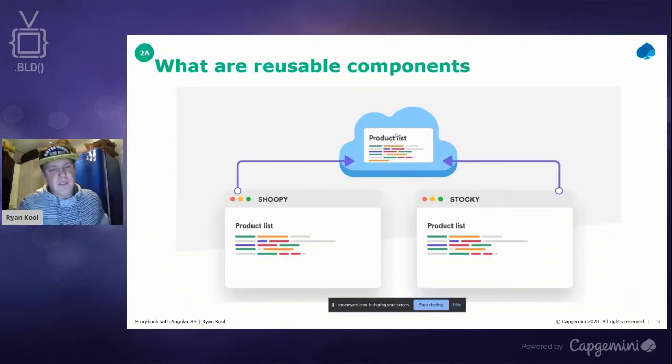So let's dig into the details. So what are reusable components? So Sven already talked a little bit about these reusable components, but I'm going to deep dive a little bit on this. So imagine you have 2 applications called Shoopy and Stocky, like you can see in this picture. And they share this product list. They have exactly the same product list. It's being used on the same application, but it has different data. But the way it's displayed, the way it looks, the way it's used is all the same, but just the data of Stocky and Shoopy are different.